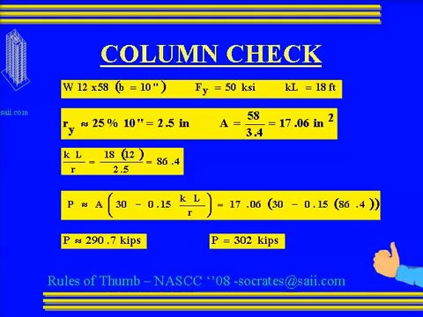Okay, let's check a column. Say we have a 12 by 58. The width of the flange is 10 inches. And again, you don't need a steel book. You have the card. That will tell you it's 10 inches. Allowable stress 50 KL is 18. Okay, so therefore the radius of gyration is 2.5 inches. You go through it, and since it is a 12 by 58, the area is 17.06. We go through and we find that the allowable axial load is 291 kips. If you compare that to the code equations, that's 302.